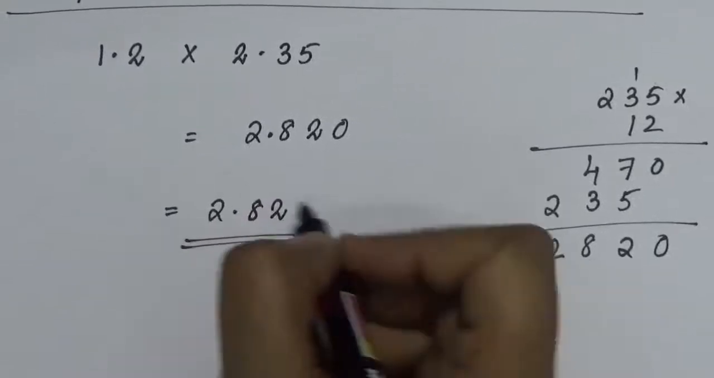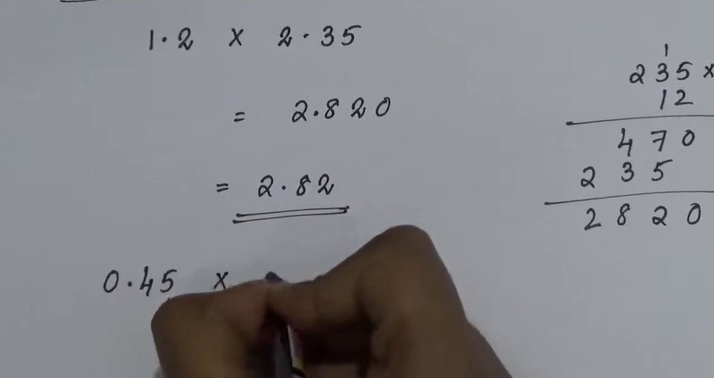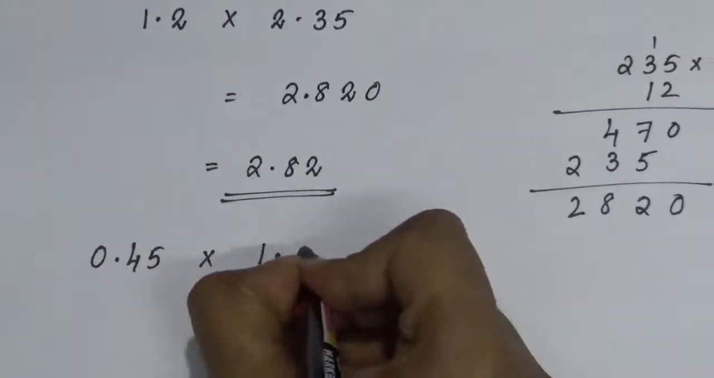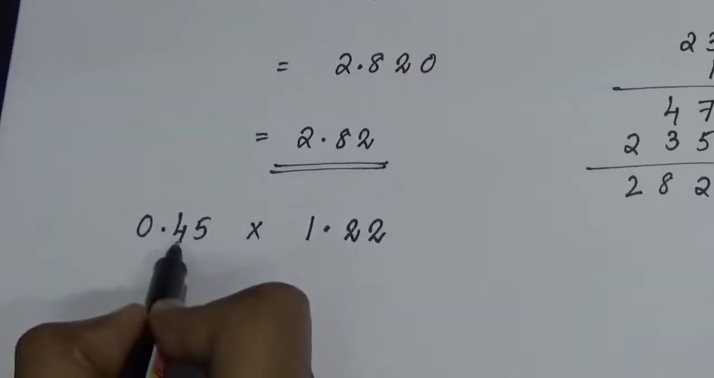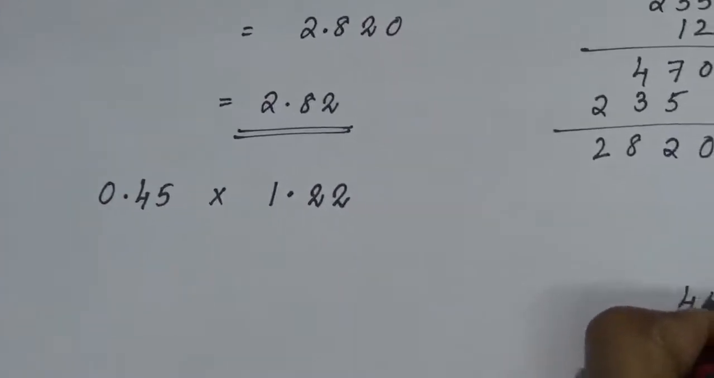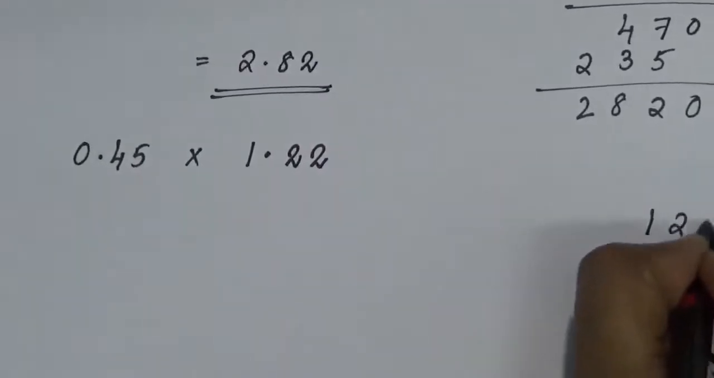One more example. Suppose we need to multiply 0.45 into 1.22. Okay, so here without considering the decimal point we have the number 45, and here without considering the decimal point we have the number 122.